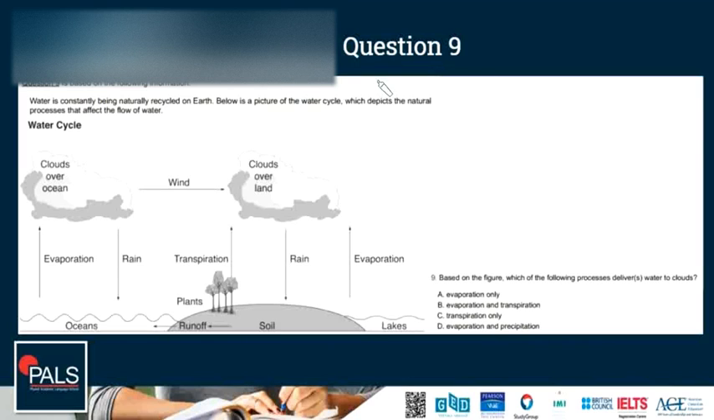Okay, question 9. It's based on the following information and diagram. Water is constantly being naturally recycled on Earth. Below is a picture of the water cycle, which depicts the natural processes that affect the flow of water. We can see that we have the oceans. From the oceans, water is evaporating, forming clouds over the oceans, which eventually rain again over the oceans, and we have a small cycle here.